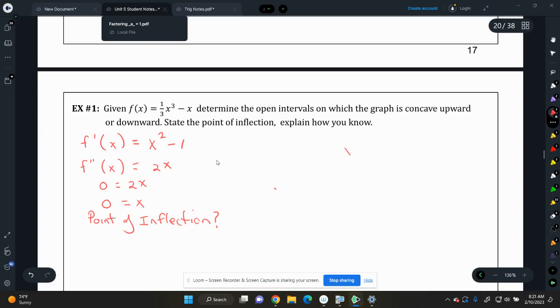My possible point of inflection is 0. Okay. And we're going to look at f double prime. So I'm going to say let x equal -1, and here we'll let x equal +1. When x is -1, f double prime is negative, which means f is concave down.